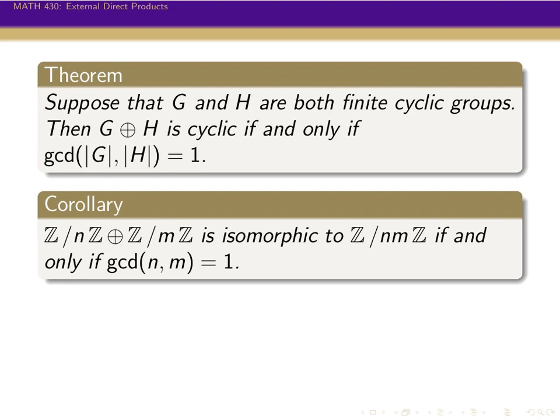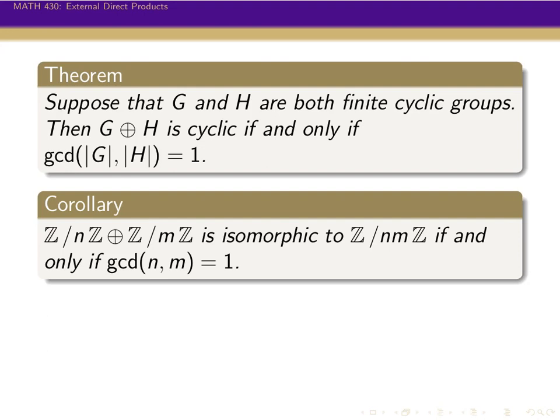So to finish this off, as a quick application of this theorem to the groups Z mod nZ: Z mod nZ is a cyclic group of order n, generated by 1. And so if we have the direct product of two of these groups, Z mod nZ plus Z mod mZ, then this is going to be cyclic by the theorem above if and only if the GCD of n and m is equal to 1. And if they are cyclic, then they're going to be isomorphic to Z mod nmZ.